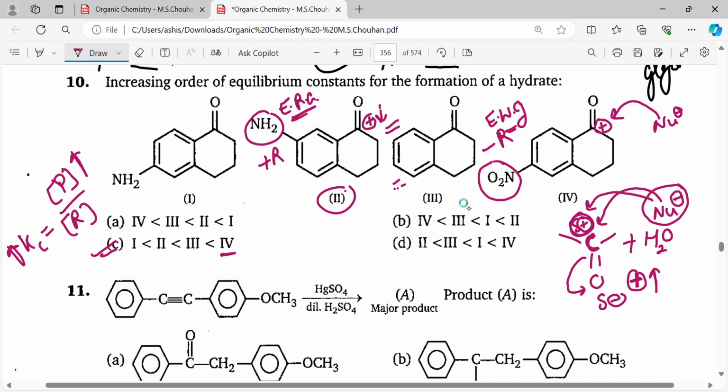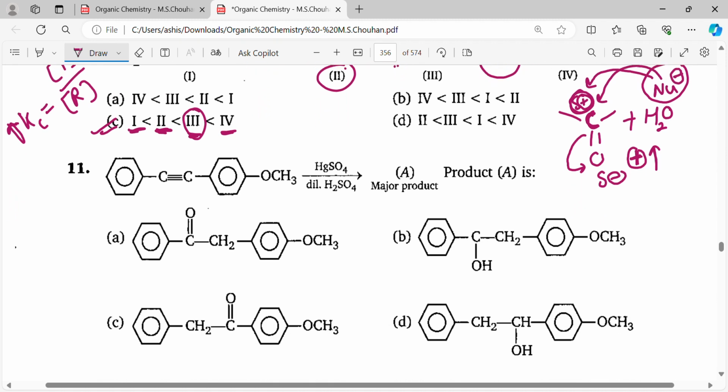So what will be our answer? Our answer will be C. Fourth, then third, then neutral. Neutral means the third is your neutral. Then second, after that first. That will be our answer.